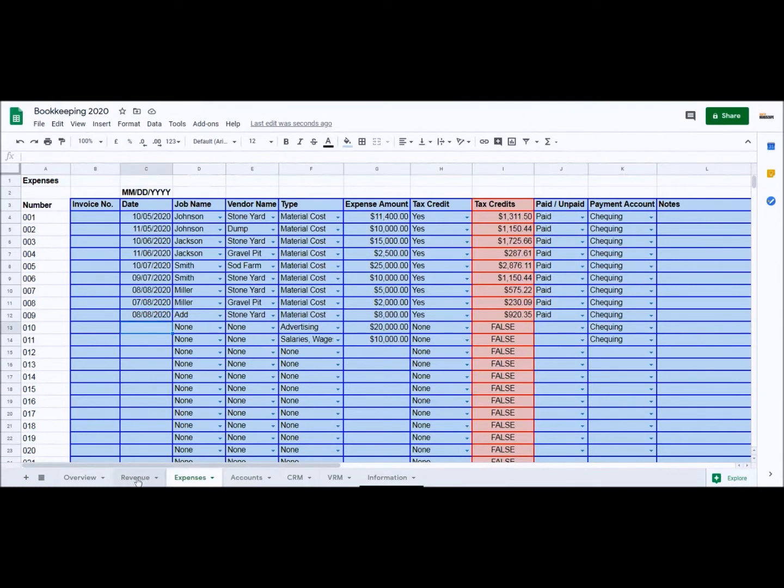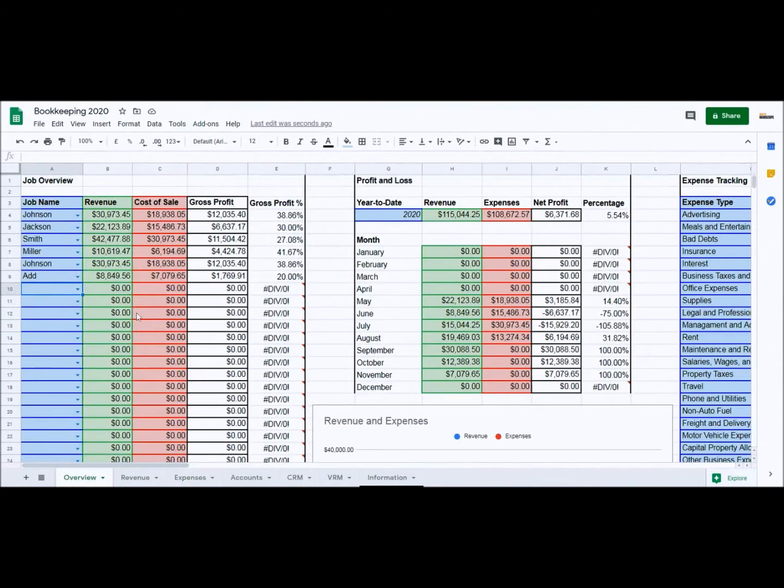In terms of everything else, we've talked about revenue. We've talked about the different bank accounts in your business. This customer relationship manager is just there to take notes that you may want to store in this spreadsheet of your customers. The vendor relationship manager shows you how much you've paid and not paid and the total amount for each vendor. And the information tab just allows you to edit the drop downs here. But the real value in the spreadsheet is this overview tab.